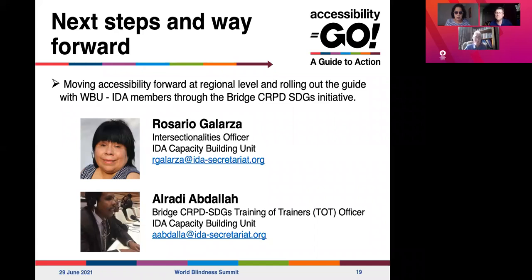But I just want to pass now back again to Rosario and to Al-Radi to share with us some of the plans. Al-Radi, can I ask you first, as the training officer with the International Disability Alliance, working across all regions, can you tell us a little bit about what the plan you have for using Accessibility Go?